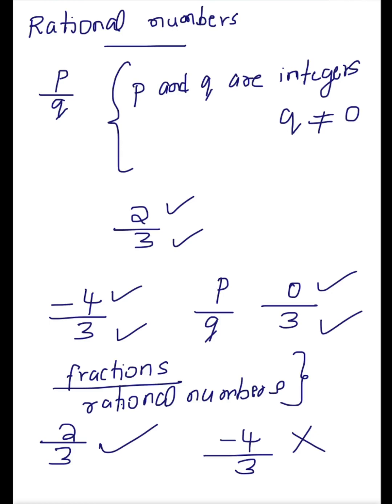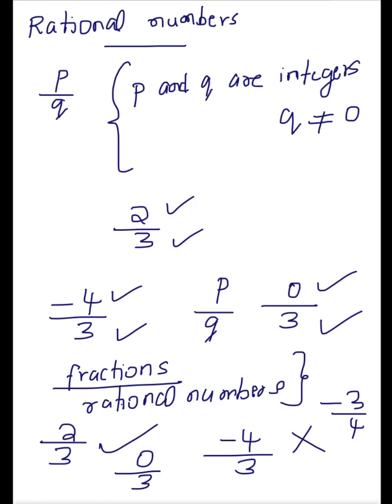Because here there is a negative integer, minus 4. Now let's take this 0 by 3. This is a fraction as well as a rational number. Now let's take another example, minus 3 by 4. This is a rational number but not a fraction, because here a negative integer is present. So that's the only difference between rational numbers and fractions.